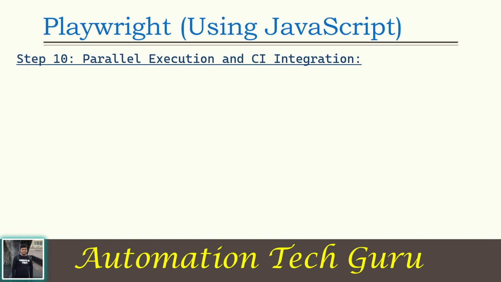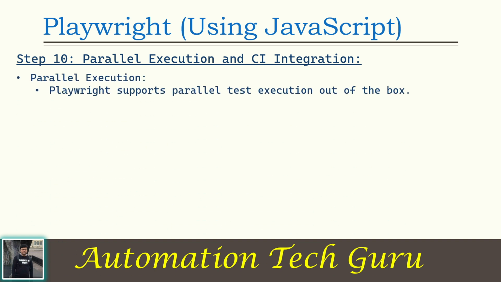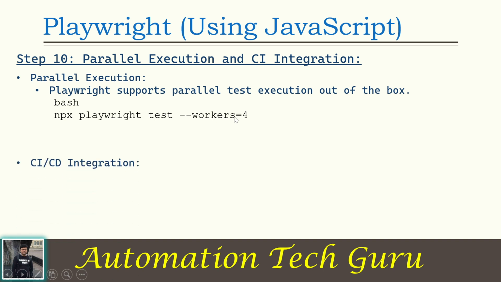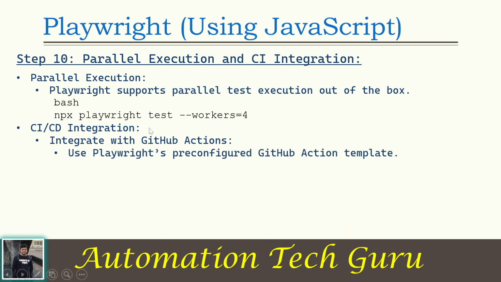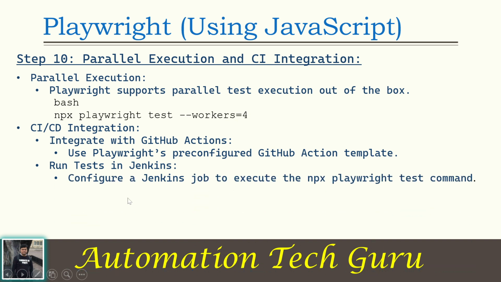Next is parallel execution and CI integration. Playwright supports parallel test execution out of the box. Like you can use npx playwright test --workers equal to 4. CI/CD integration: integrate with GitHub Actions, use the Playwright pre-configured GitHub Actions template, and run test cases in Jenkins. So you can configure a Jenkins job to execute the npx playwright test command.